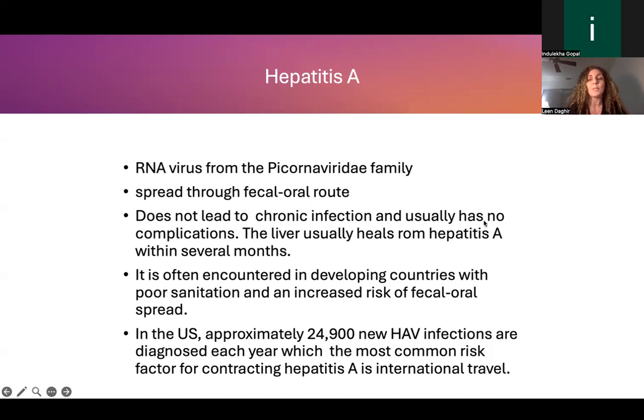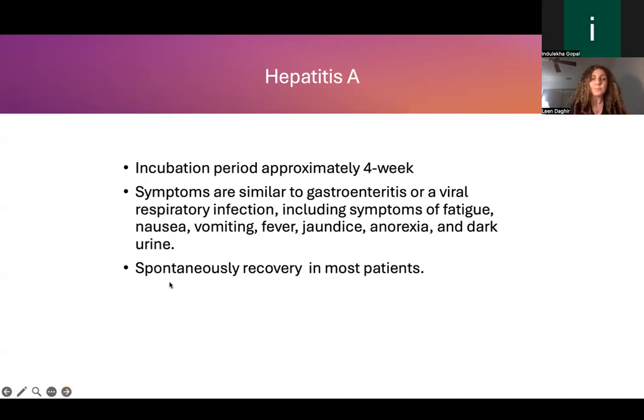In the United States, we have about 24,900 new hepatitis A infections diagnosed every year. The most common risk factor for contracting hepatitis A is international travel. For hepatitis A, incubation is about 4 weeks. Symptoms are similar to gastroenteritis or a viral respiratory infection, including fatigue, nausea, vomiting, fever, jaundice, anorexia, and dark urine. Spontaneous recovery in most patients is expected.